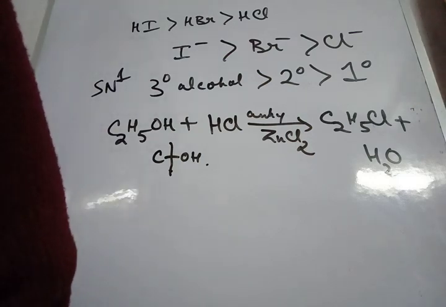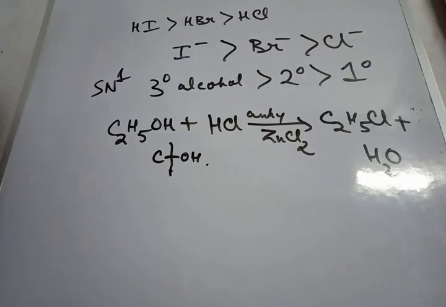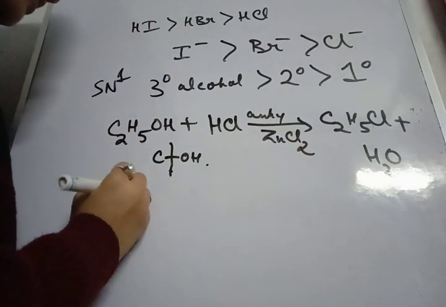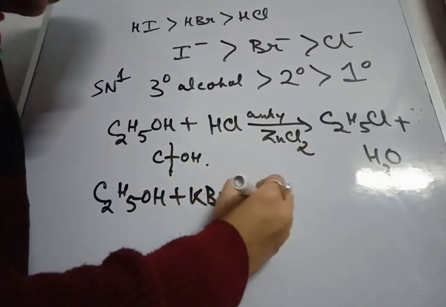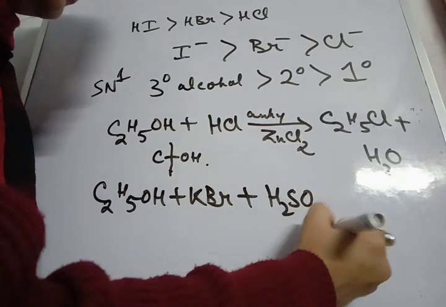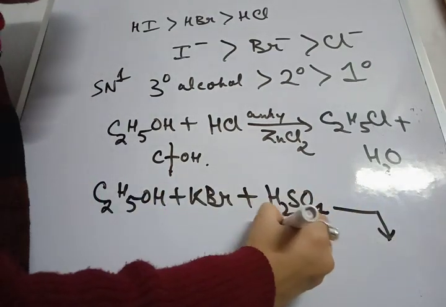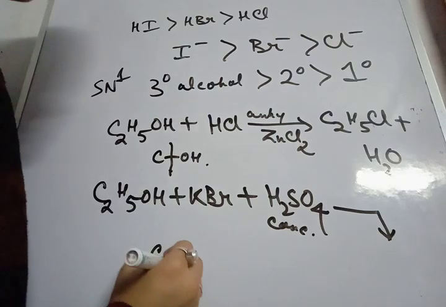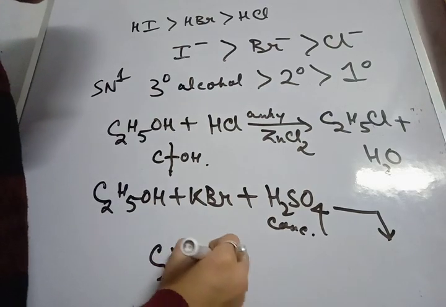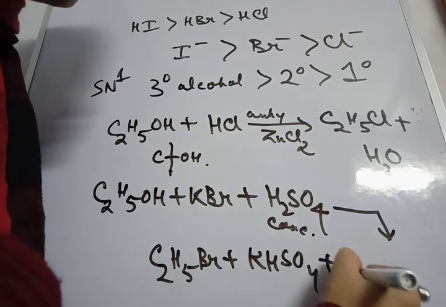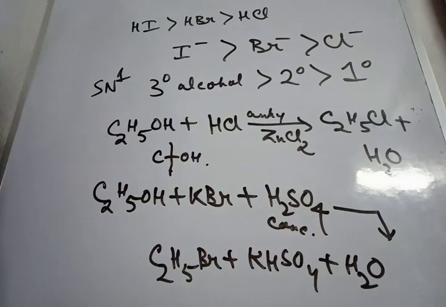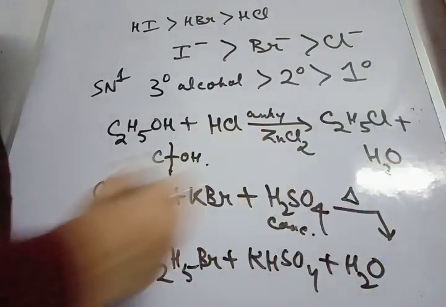Next, alkyl bromides. Alkyl bromides can be obtained by heating alcohol with KBr in presence of excess of concentrated H2SO4. This one, C2H5OH plus KBr plus H2SO4 concentrated. What do we get? C2H5Br plus KHSO4 plus H2O. Okay, and heat is there.